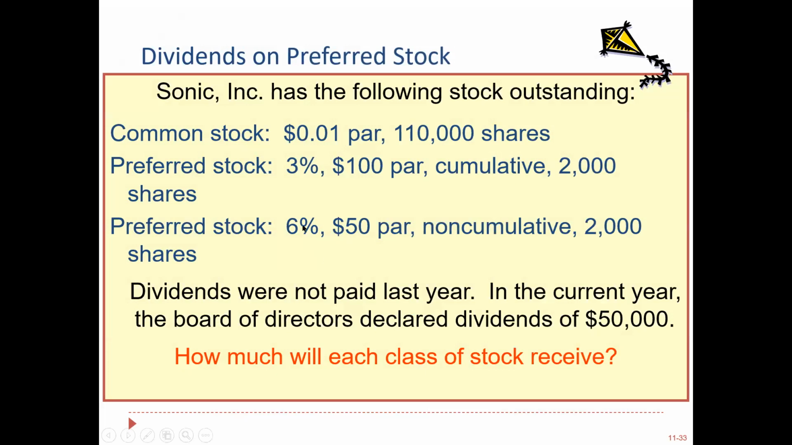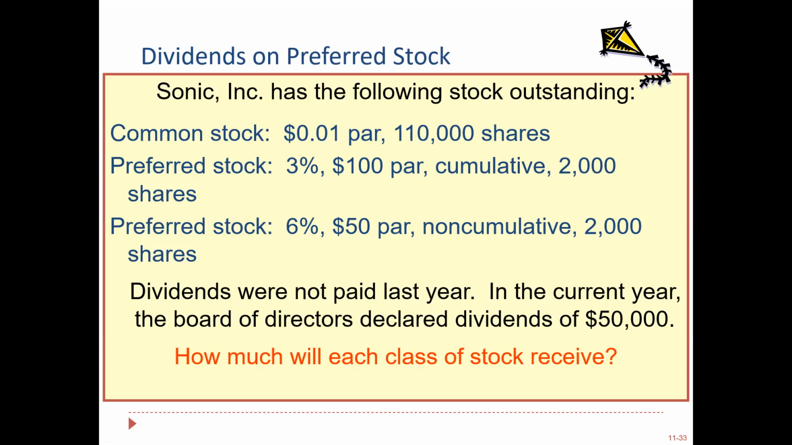Let's take a look at Sonic. All of a sudden, we're working with Sonic. It was Chipotle all semester. Now Sonic. Common stock, let's see what we have here. Well, we have this par value penny stock. It is a penny stock, I just realized that. 110,000 shares outstanding. That's our famous $1,100. Here, look at the preferred shares, though. Here's a preferred stock. The par value is 100.